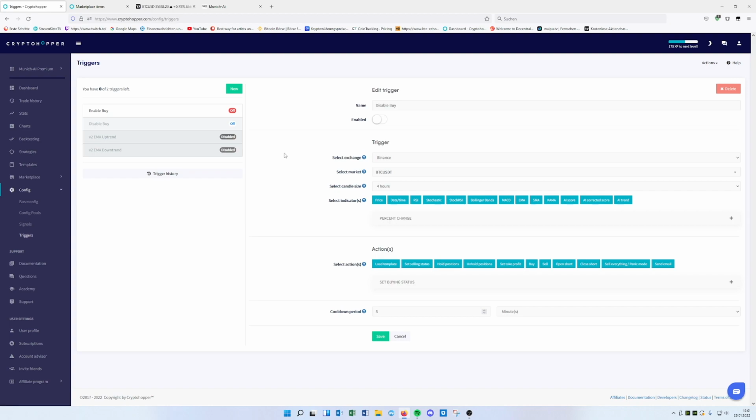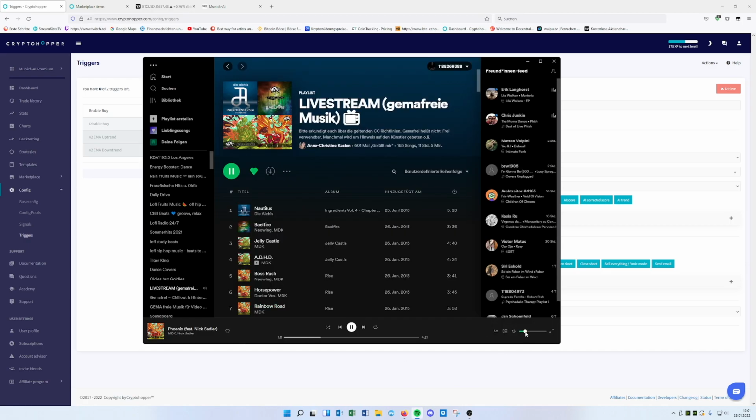And on Cryptohopper, it's included to help you set up different reactions. So if something happens, then the action happens. So trigger, action. Let's say this is like the if phrase. So therefore, at first, let me put the volume a bit down.